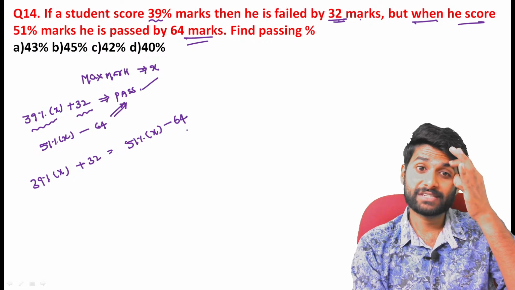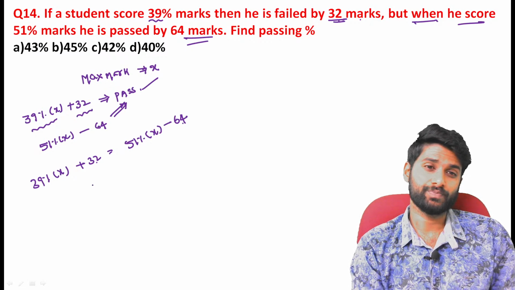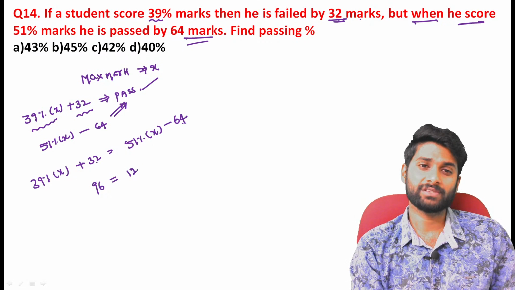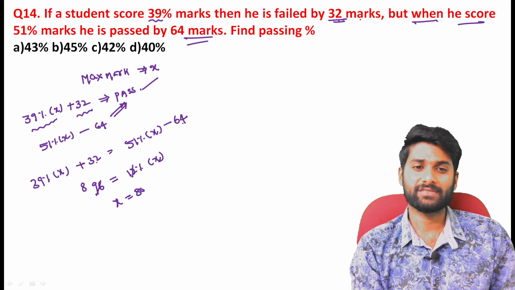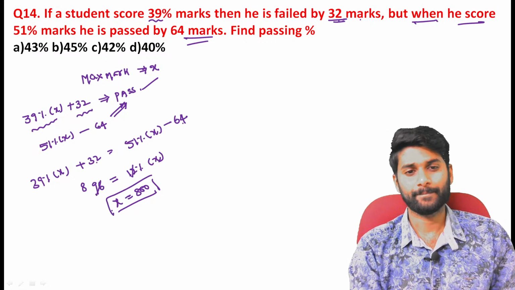Now just add the values 64 plus 32. Now the value becomes 96. 96 is exactly equal to 12% of X. Now we want X here. 12 ones are 12, 12 eights are 96. Now you can get the X value, which becomes 800.